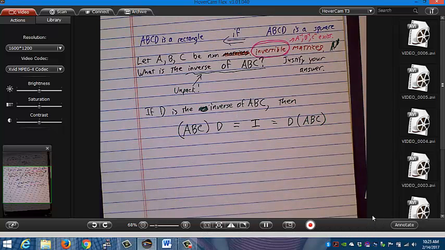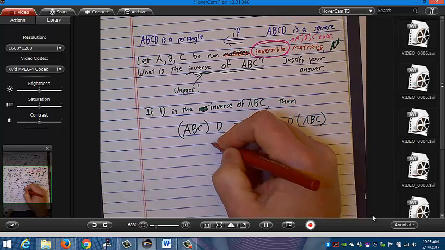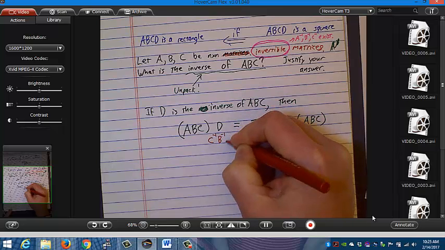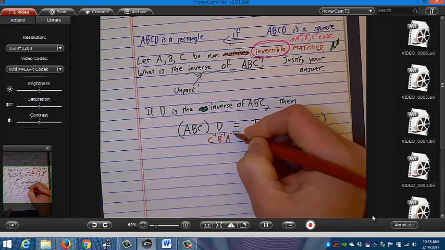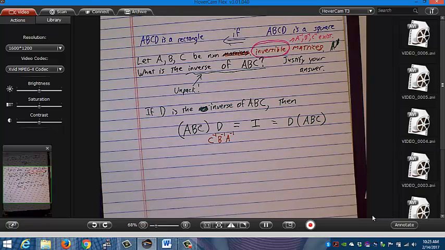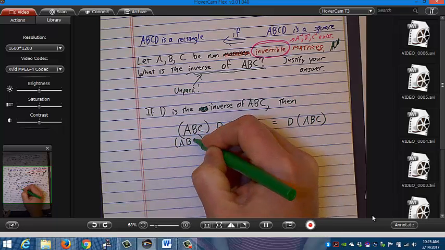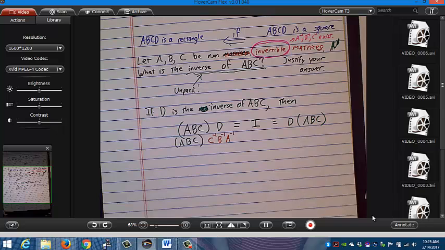The answer, D, should be this, guys. C inverse, B inverse, A inverse. That's what it should equal. Let's see how this works. If you write that down, do you see what happens now?